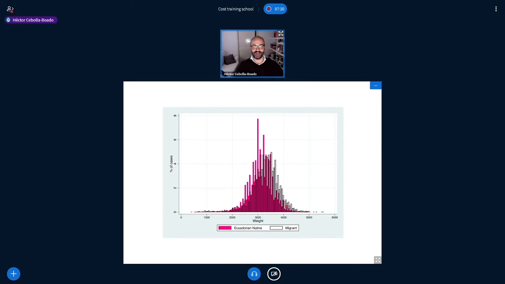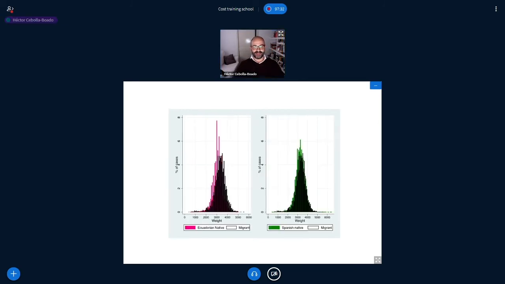Strongly. This other plot overlaps the distribution of weights with babies born to Spanish mothers. So what you see is that systematically, of course, comparing babies in Spain and Ecuador, we have heavier babies in Spain than Ecuador, probably because of poverty rates.